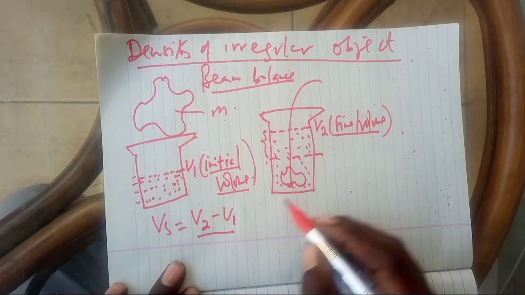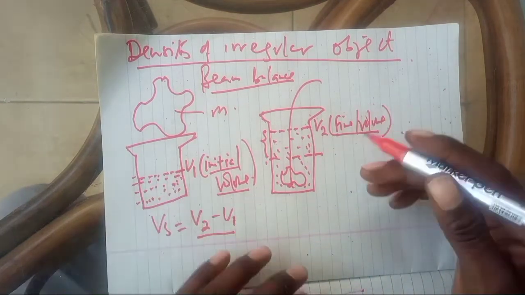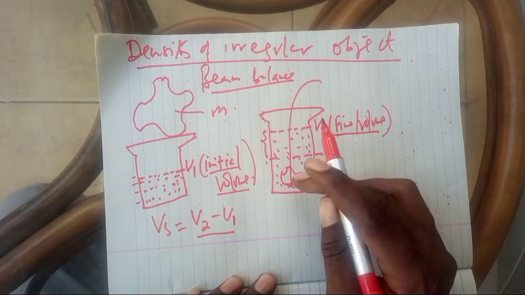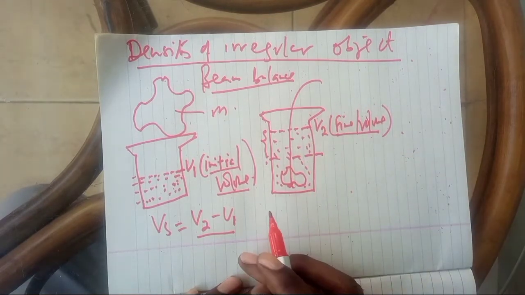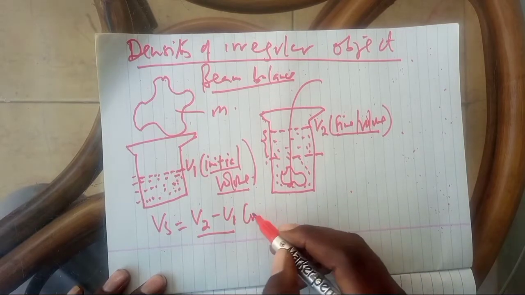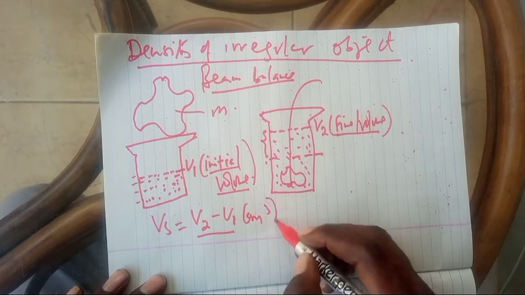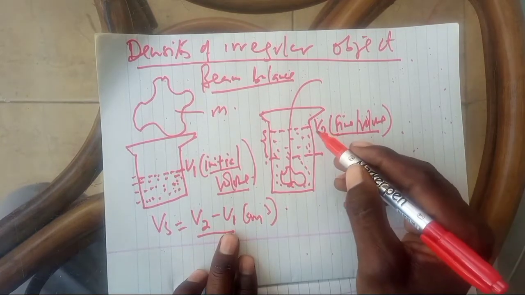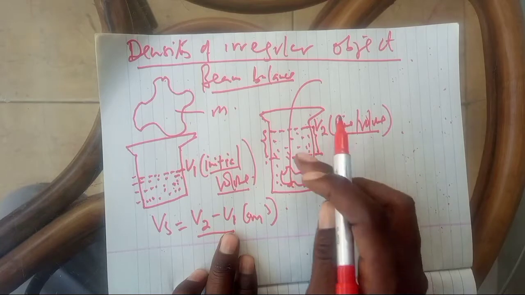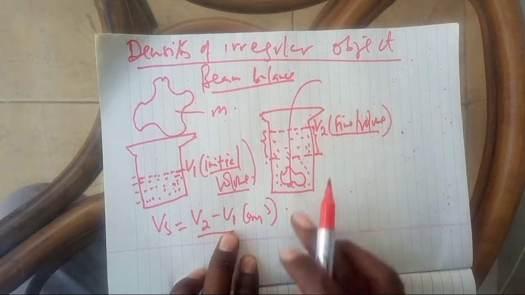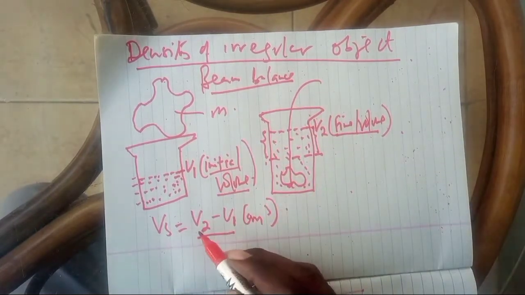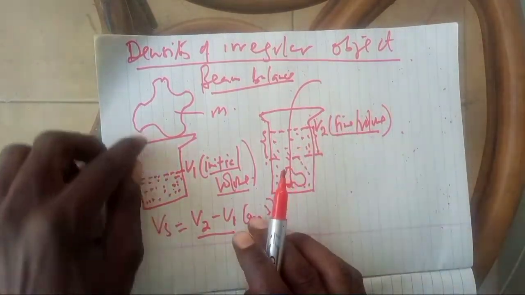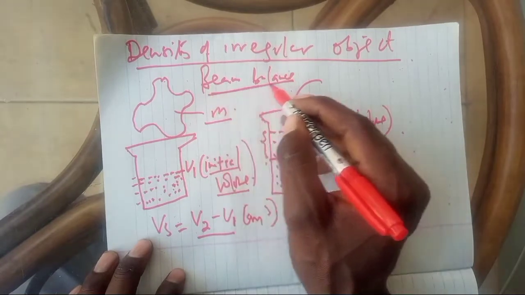Kwa sababu hiki kilichoongezeka ni ujazo wa liquid ambao sasa imekuwa displaced by the solid ambayo imekuwa immersed into it. And therefore from then you can determine, whether it is centimeter cubed, the volume of the solid. Now the volume of the solid is equal to the volume of the displaced water. This is the amount of water that has been displaced, and that is why we call it the volume of the solid. And first of all, you have to determine the volume of the solid, and the mass is only measured by using a beam balance.